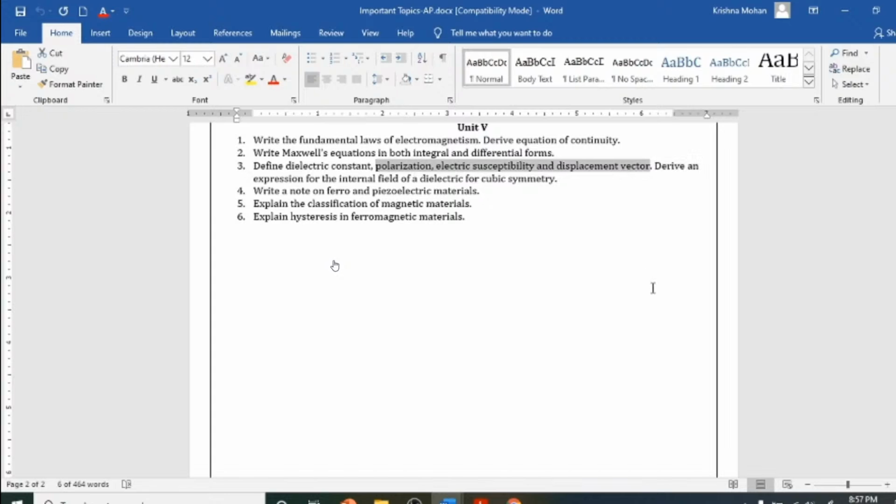These are asked. And then derive an expression for internal field for cubic symmetry. Cubic symmetry means Lorentz model. These are the questions that have been given from December 2018 till date. The last examination that was held was the supplementary in last November, this November.